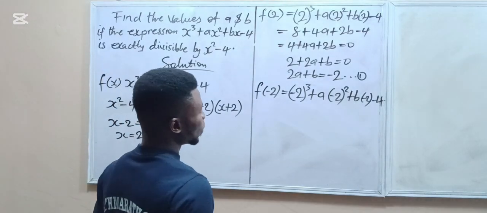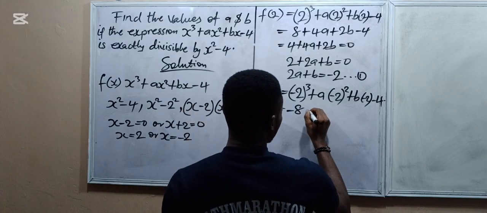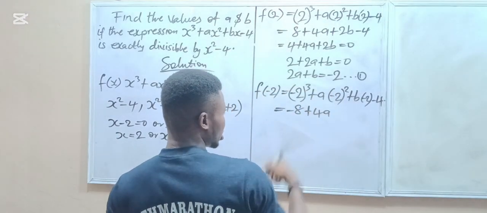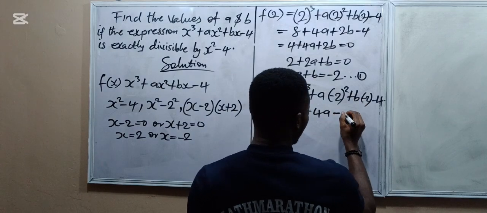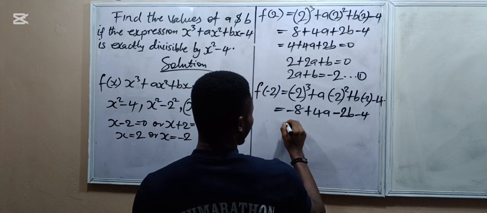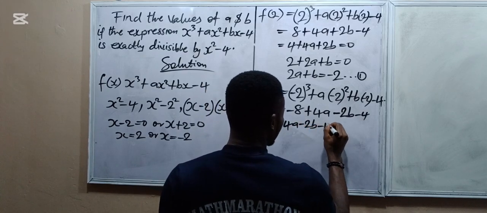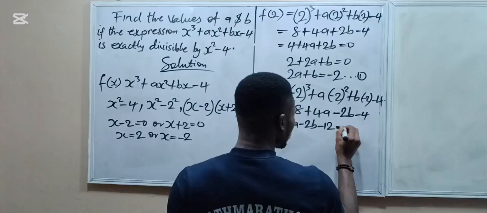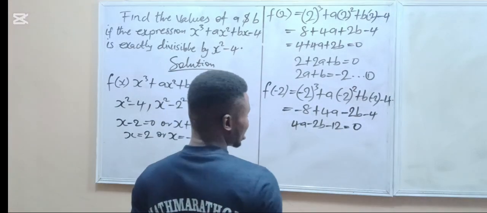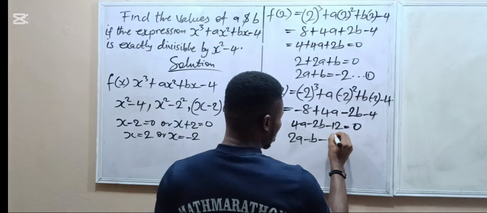It's clear, right? So this is equal to minus 8, and this is plus 4a, because minus 2 times minus 2 is plus 4, times a is 4a. Then minus 2b, and then minus 4. And then we have 4a minus 2b minus 12, that is minus 8 plus minus 4, is equal to 0. Then you notice we can divide through by 2 to simplify it. So here we have 2a minus b minus 6 is equal to 0.